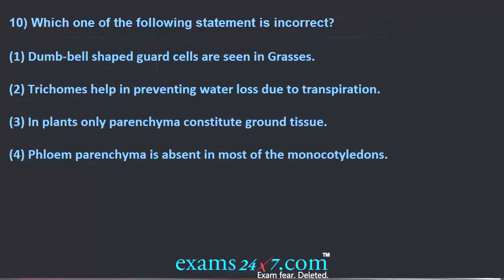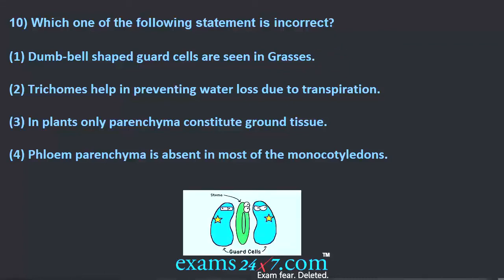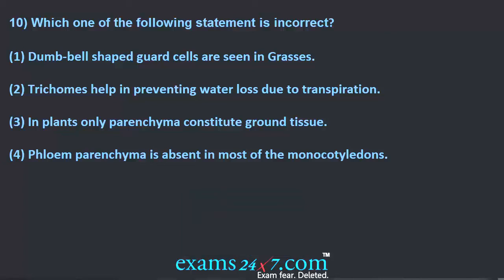Which one of the following statements is incorrect? Let me go through the options. First option says dumbbell shaped guard cells are seen in grasses. I hope all of you remember the guard cells are bean or kidney shaped in dicots, whereas dumbbell shaped in monocots. Grass is a monocot. Thereby the statement is correct, but we have to look for the incorrect statement. Therefore option 1 is not an answer.